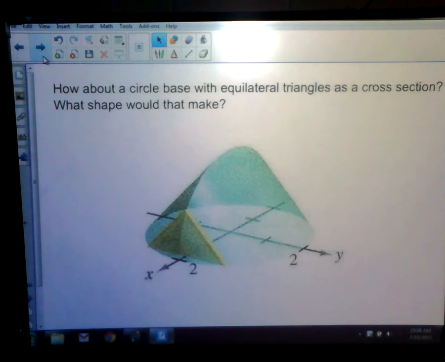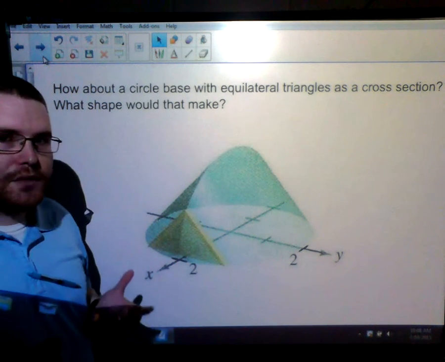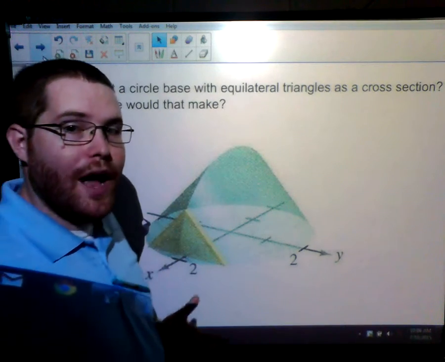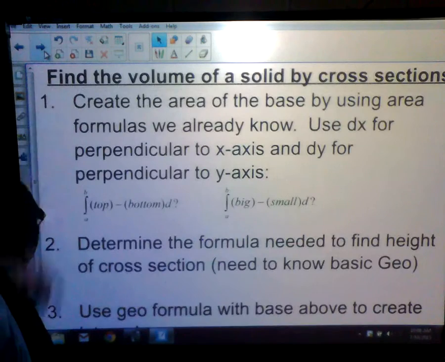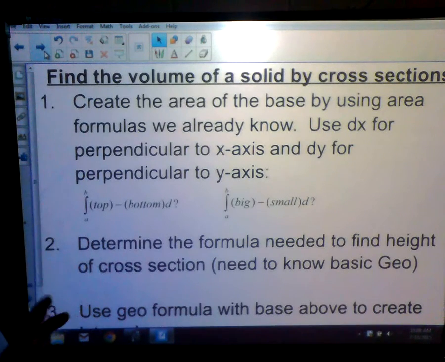The real idea here, guys, is that you don't really need to know what these shapes look like. It helps, but you don't have to know what they look like. But you do need to know some basic geometry. Create the area of the base by using the area formulas we already know. Use dx for perpendicular to the x-axis and dy for perpendicular to the y-axis.